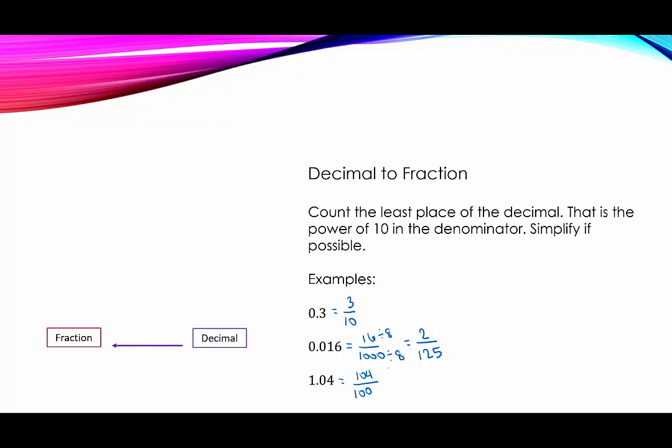104 and 100 are both divisible by 4, so I'll divide these both by 4. Or again, I could have divided by 2 twice, giving me 51 over 50. So these were the conversions between decimals, percents, and fractions.